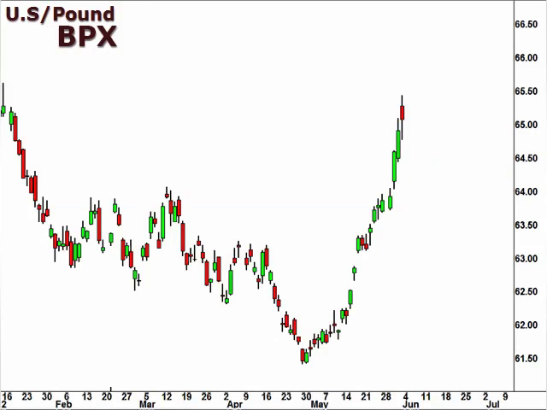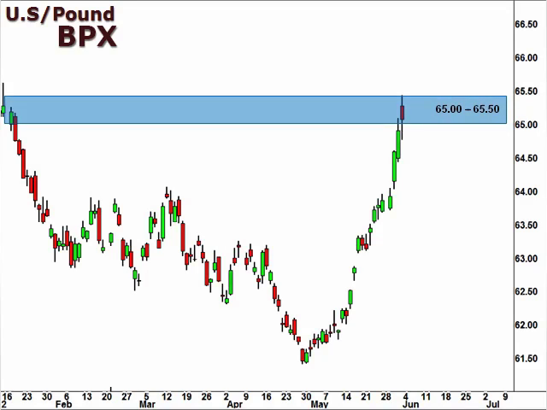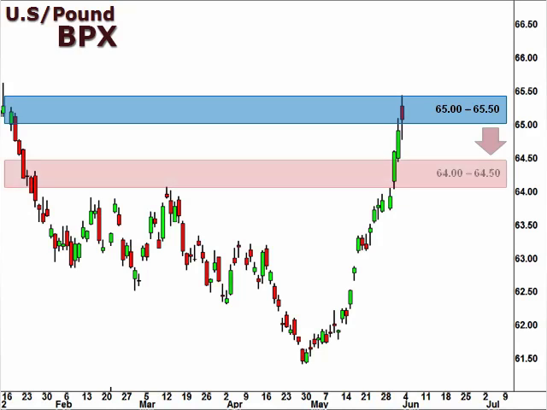Let's take a look at the BPX, the US versus the Great British Pound. Well, the BPX hit our 65.5 target zone as expected. 65.5 is a key resistance level. We are open to a retracement lower to test support at 64.5 this week after such a significant move higher.